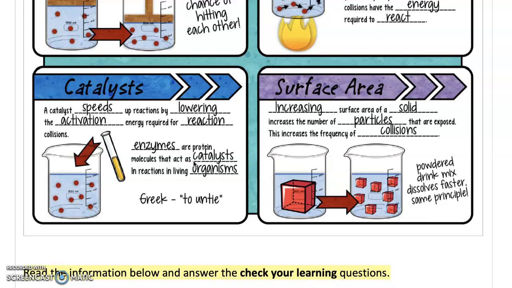As we mentioned before, increasing the surface area of a solid increases the number of particles that are exposed, which again can increase the frequency of collisions. You can see here you've got one big cube versus that same cube cut up into smaller pieces. You've now got way more surfaces that can come into contact with each other.